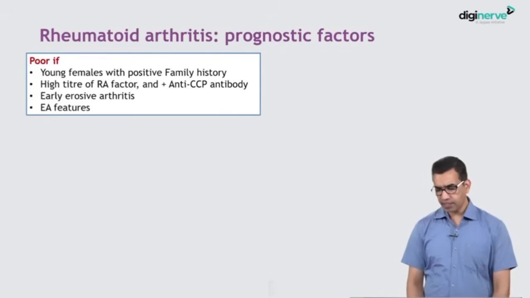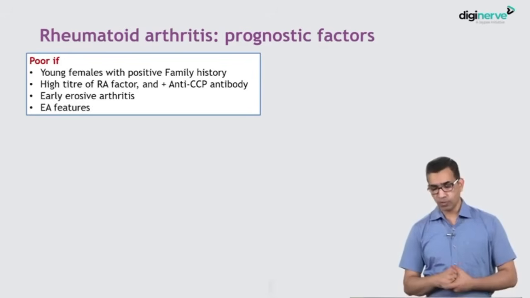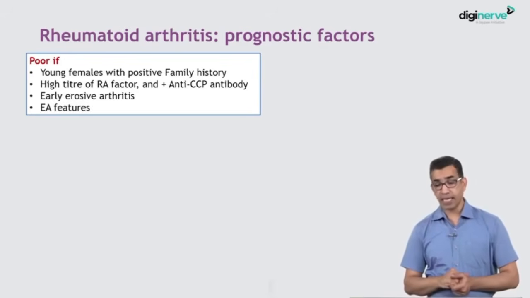If it is a young patient with a strong positive family history, it's a poor prognostic sign, or a very high titer of the RA factor along with the anti-CCP antibody. Or if the patient presents with very early deformities or erosive arthritis, or there are a lot of extra-articular features.